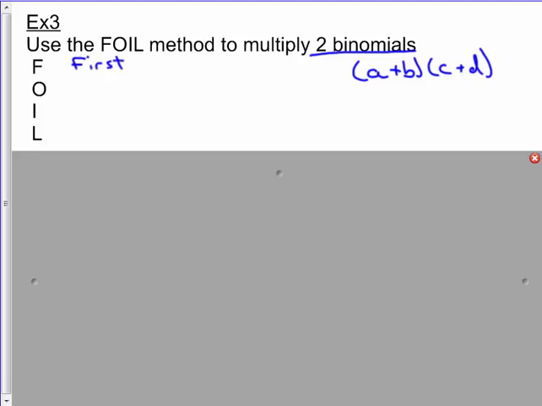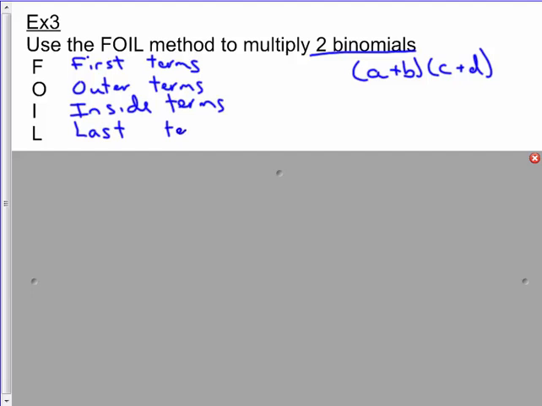The f, I'm going to multiply the first terms together. So if I look, which are my first terms? I'm going to do the outer terms. Then I'm going to multiply the inner terms. And then I'm going to multiply the last terms. So in practice, when I have a plus b and c plus d, the first ones in each of the binomials, well, that would be a and that would be c. Okay, so I multiply a times c. Whatever I get, I get.